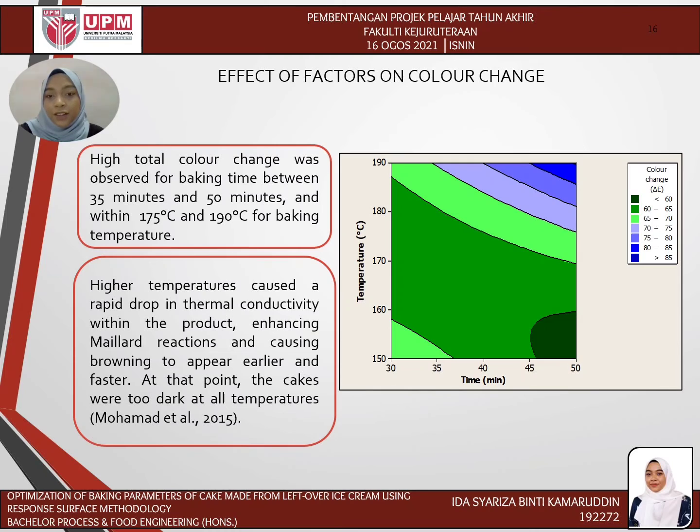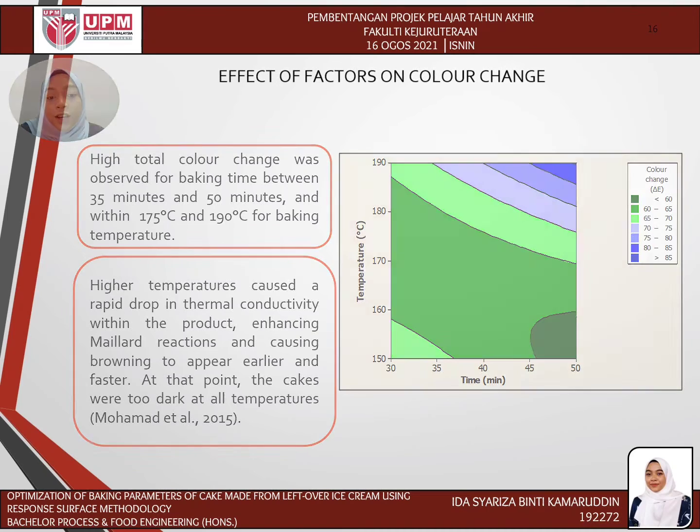The effect of factors on color change was shown in the contour plot given. High total color change was observed for baking time between 35 minutes and 50 minutes and within 175 degrees Celsius and 190 degrees Celsius for baking temperature. This is because the higher temperature caused a rapid drop in thermal conductivity within the product, enhancing the Maillard reactions and causing browning to appear earlier.